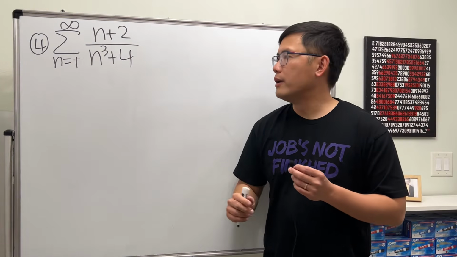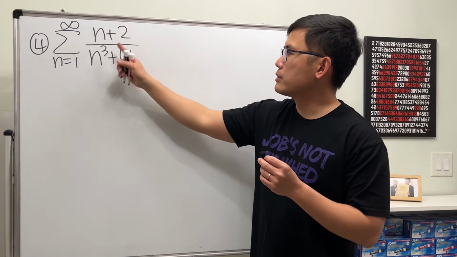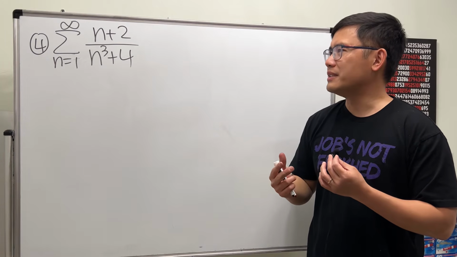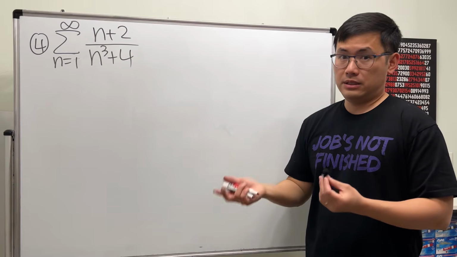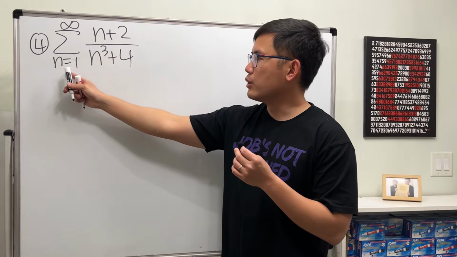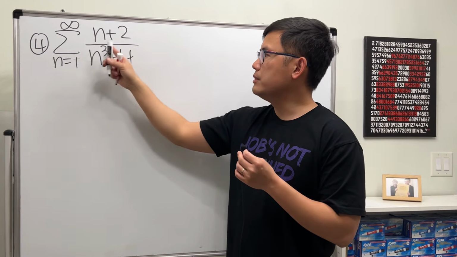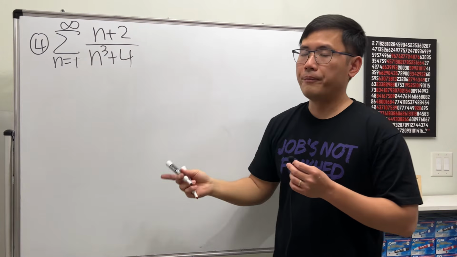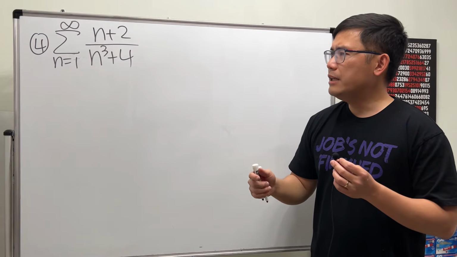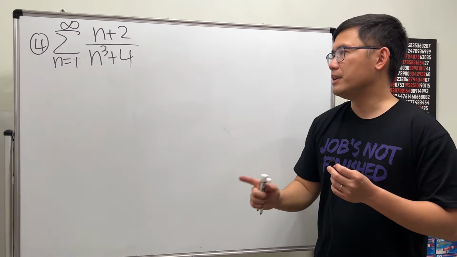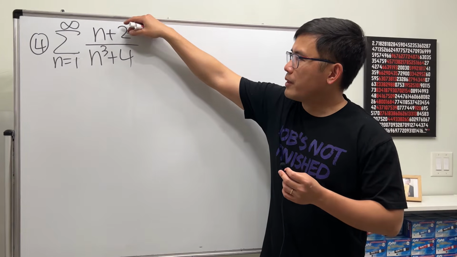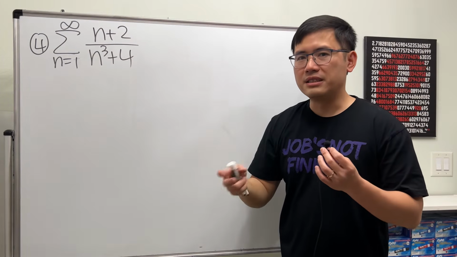Now for number 4, notice that we have n plus 2 over n to the third power plus 4. So if you want to use inequalities, it might not be the best. Sometimes it still works, right? We have the series as n goes from 1 to infinity of n plus 2 over n to the third power plus 4. In such a situation, if you want to use inequalities, it might not be easy because it's not clear to see. You cannot just remove a number from the top and remove from the bottom and then set an inequality.